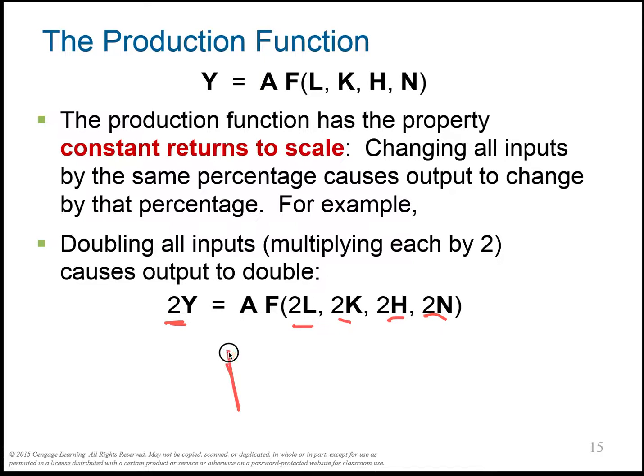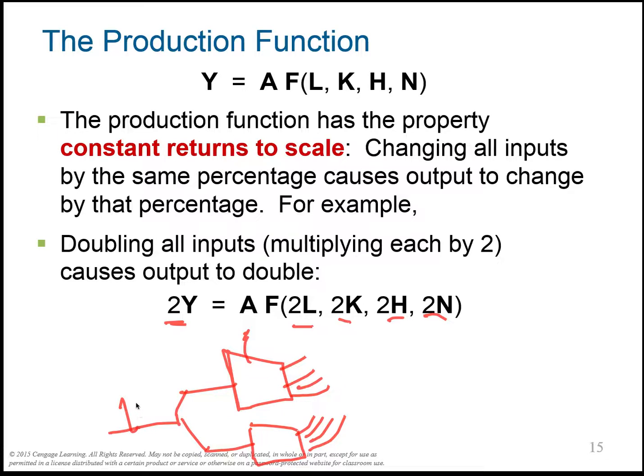So remember from the factory that we were talking about before, we saw the L and the K and the H and the N come in here. Basically what I'm proposing is building an identical factory right next to it with the same amount of L, K, H, and N going in, and it will also have Y going out. So in total, I will be getting 2Y of output. So that's what this is saying.